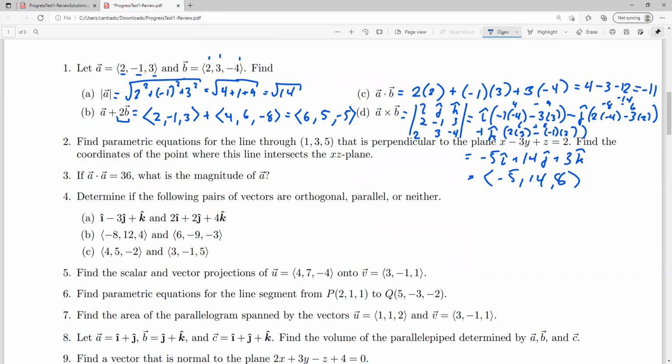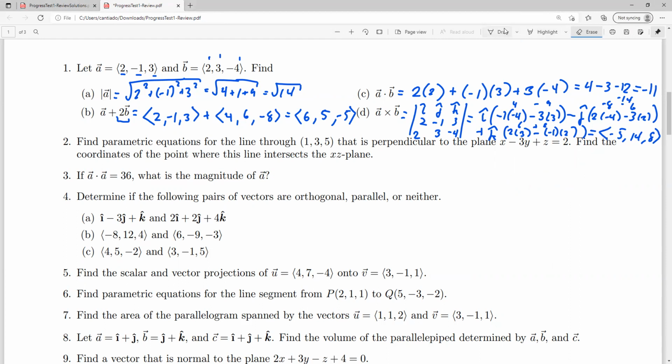Okay, and let me go ahead and make some space. Let me just go ahead and write the answer over here, actually. -5, 14, and 8. All right, now let's go ahead and do number 2. Make some space.